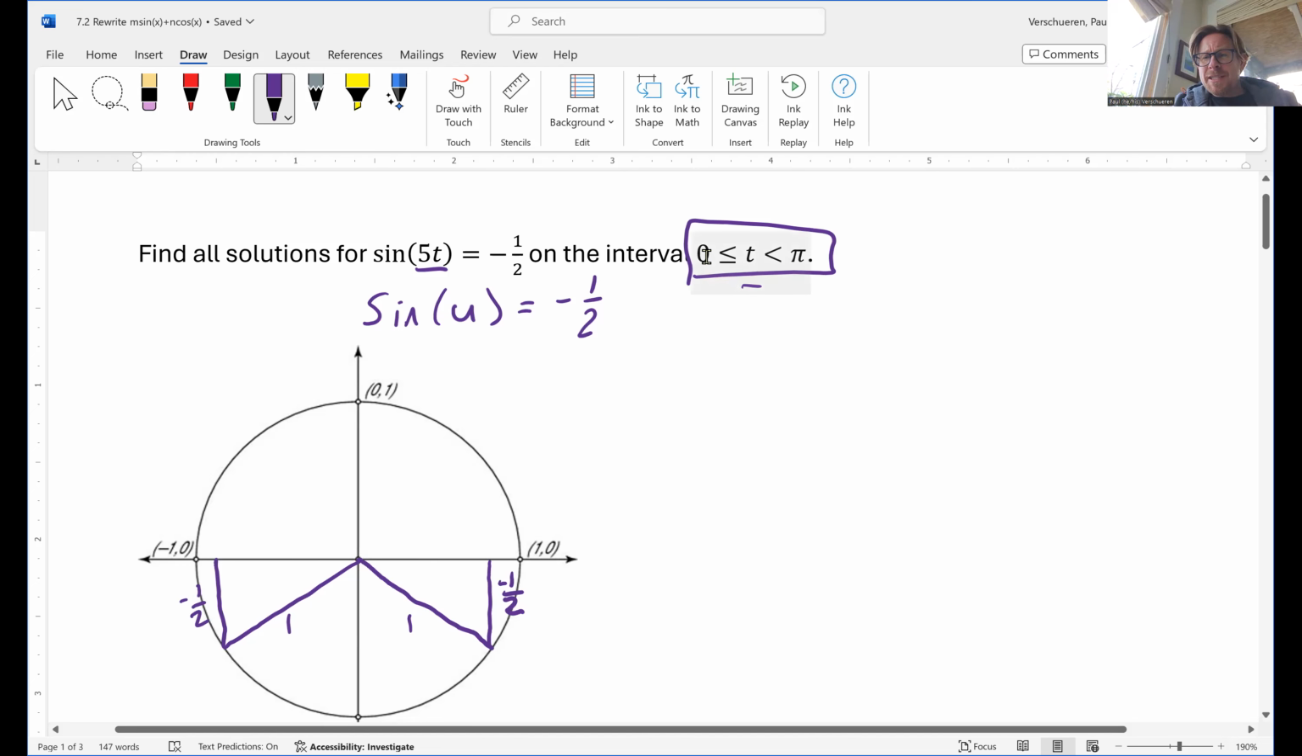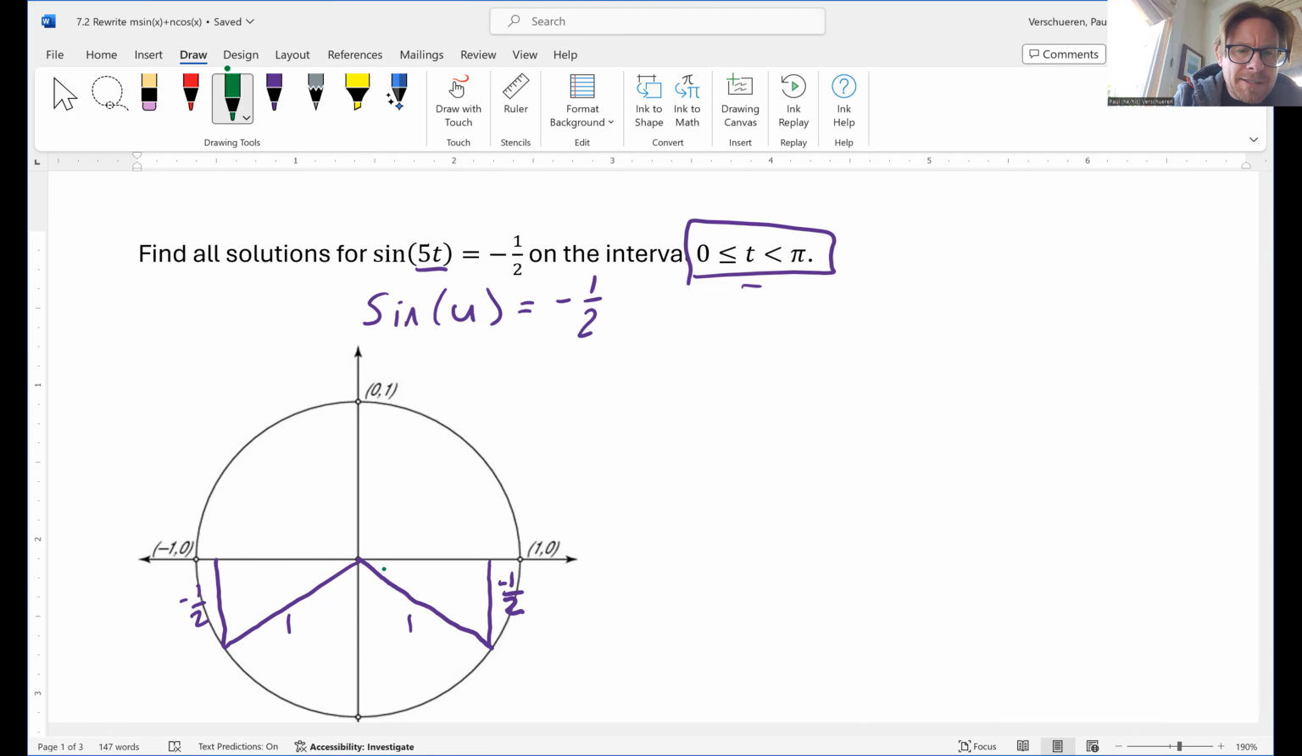So the first thing I want to notice is that if the solutions we want have to be between 0 and pi, neither of these solutions are between 0 and pi. Both of these solutions are between pi and 2 pi. But we're not talking about the angle u, we're talking about t being between 0 and pi. So let's find these two angles.